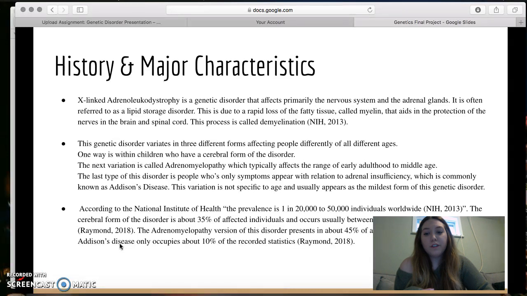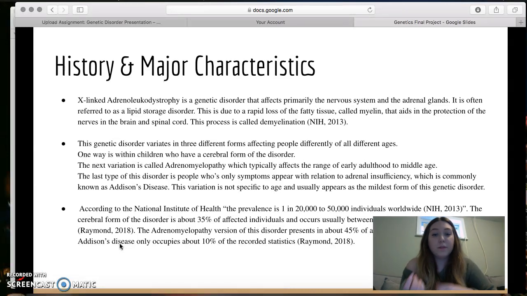This genetic disorder varies in 3 different forms, affecting people differently of all different ages. The first way is within children who have the cerebral form of the disorder. The next variation is called adrenomyelopathy, which typically affects the range of early adulthood to middle age. And the last type of the disorder is people whose only symptoms appear with relation to adrenal insufficiency, which is commonly known as Addison's disease. This variation is not specific to age and usually appears as the mildest form of the genetic disorder.